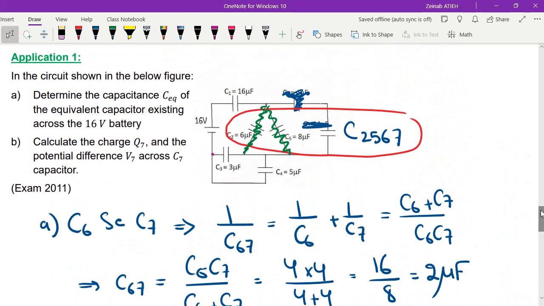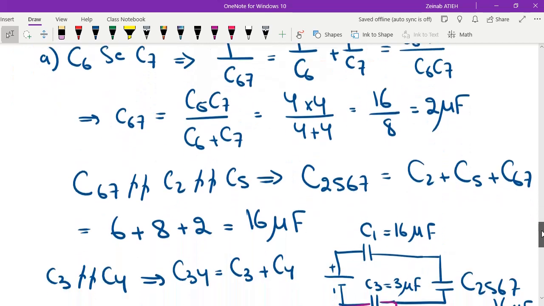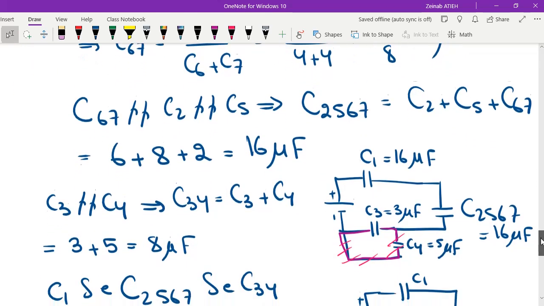Now let's move to part B. In part B it says calculate the charge Q7 and the potential difference V7 across C7. So we have to find the V and the Q for C7. To find the Q and the V of any capacitor, you do the method that I told you.